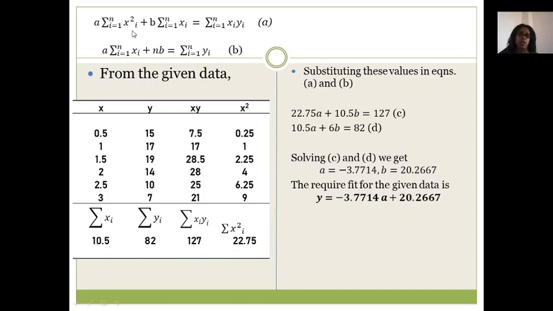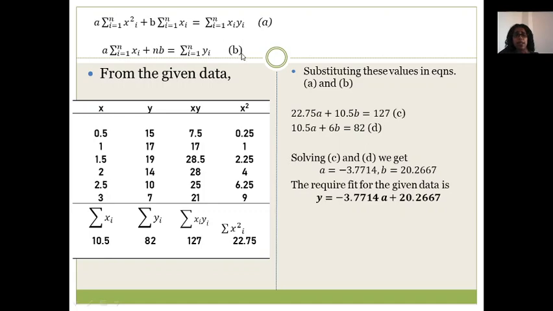Then it is very easy, you have to substitute these values in your normal equations. So substituting back, sigma xi square is 22.75 and sigma xi is 10.5. Equation A will become 22.75a plus 10.5b is equal to 127. Similarly, equation B will become equation D on substituting the required values of sigma xi, sigma yi.